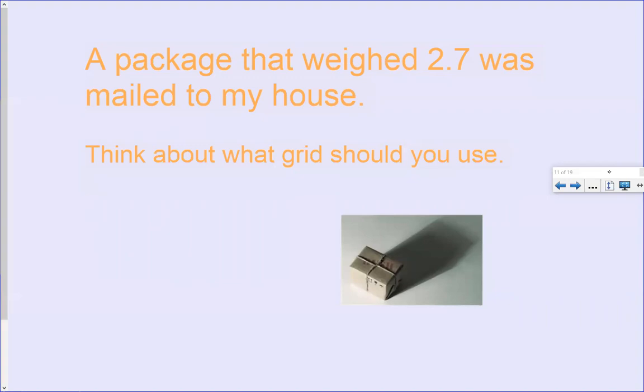All right, a package that weighed, I'm gonna read it wrong, 2.7 pounds was mailed to my house. It says, think about what grid you should use. Before we get to the grids, who can read that the proper way? Mason? 2 and 7 tenths. Attaboy. 2 and 7/10. I'm not gonna say anything other than who can come show it a different way.